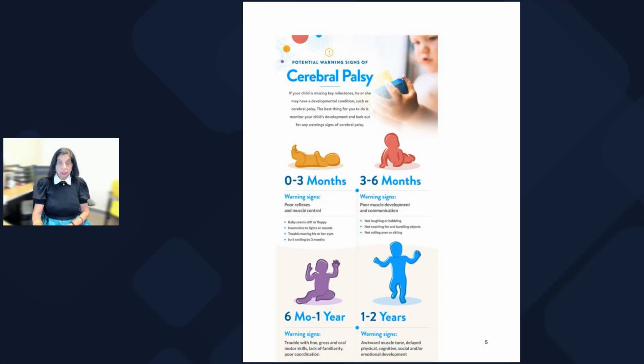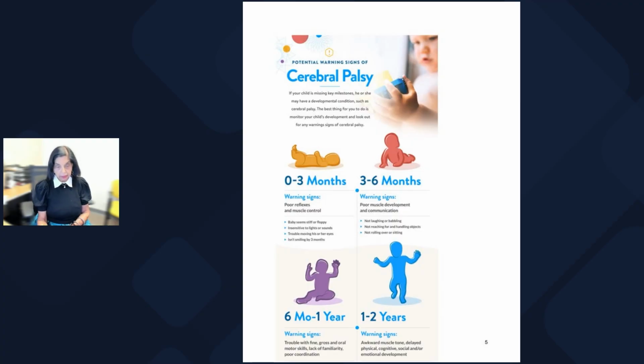A 3 to 6 month old baby is unable to hold their head. They are lagging behind. There's so much developmental delay that is an alarm sign that the baby is not right. When the baby is 6 months to 1 year old, you can see that they have trouble with the fine and gross motor movements, lack of familiarity, and very poor coordination.